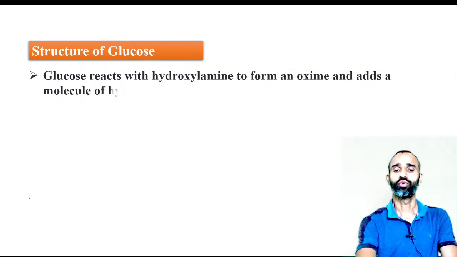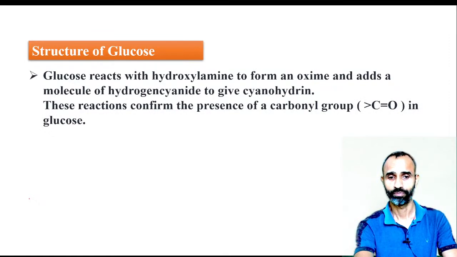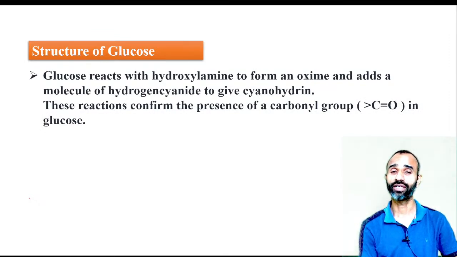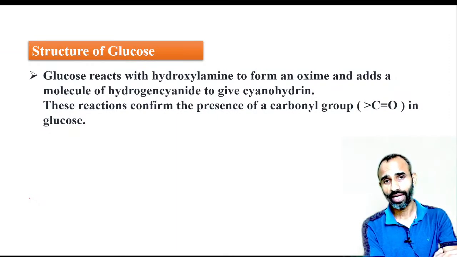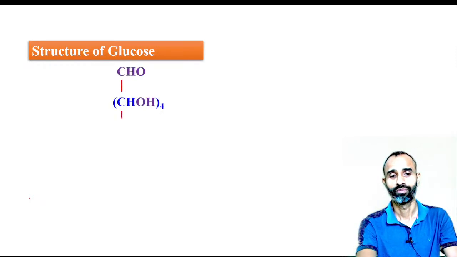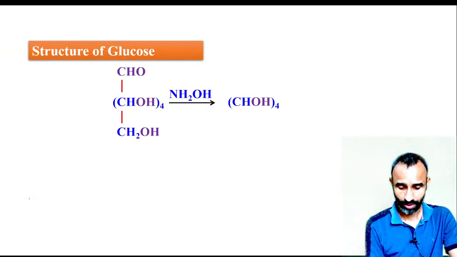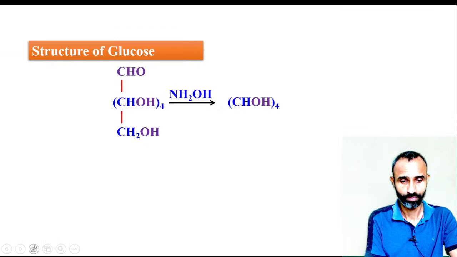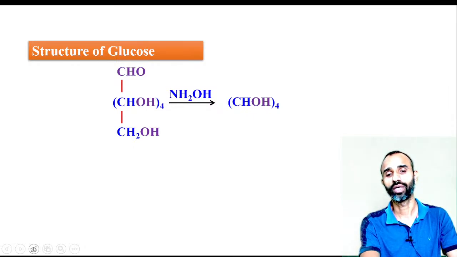Second, glucose reacts with hydroxylamine and gives an oxime. Or even with hydrogen cyanide it can react to give cyanohydrin. That indicates it has a carbonyl group, because these are the characteristic reactions of carbonyl groups. NH2OH: CHO when reacted with NH2OH gives CH=NOH.